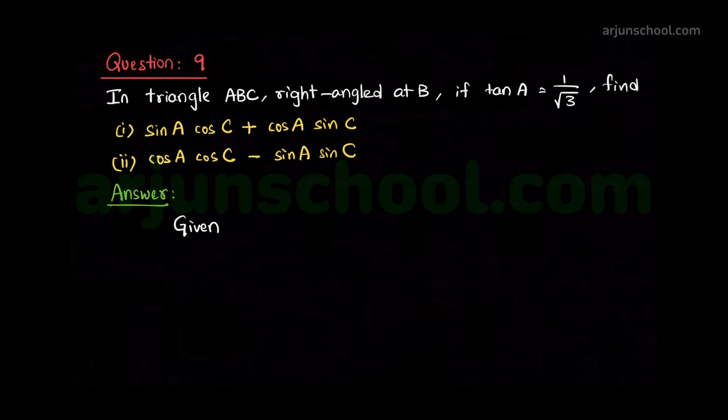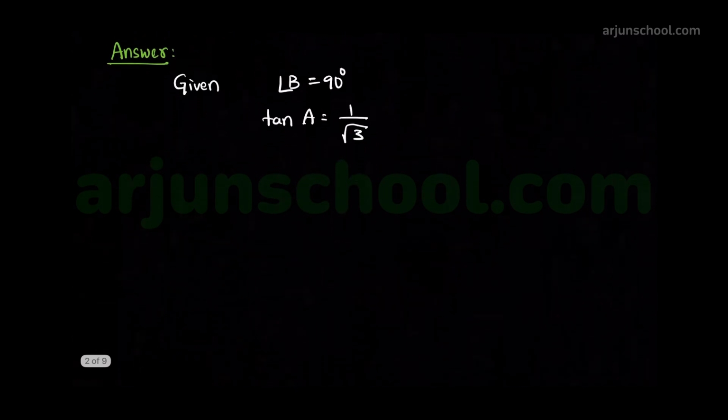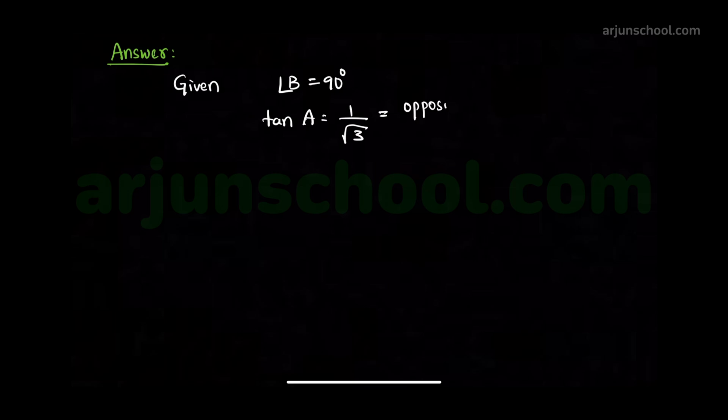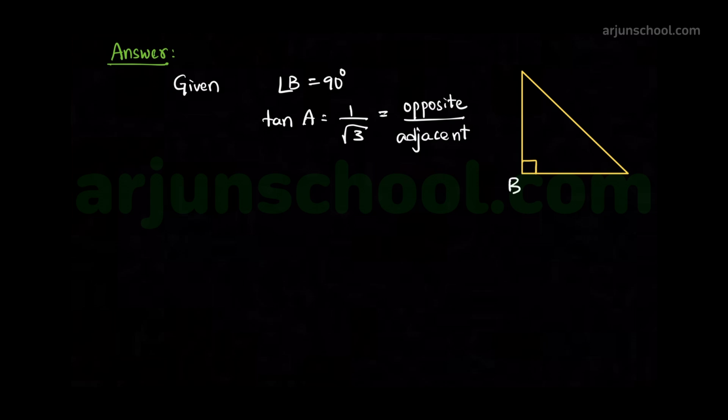We are given that in right triangle ABC, angle B is equal to 90 degrees and tan A is equal to 1 by root over 3. In a right angle triangle, tan A is equal to opposite side by adjacent side. Since in the triangle, angle B is equal to 90 degrees, the side opposite to this angle, AC, is the hypotenuse.